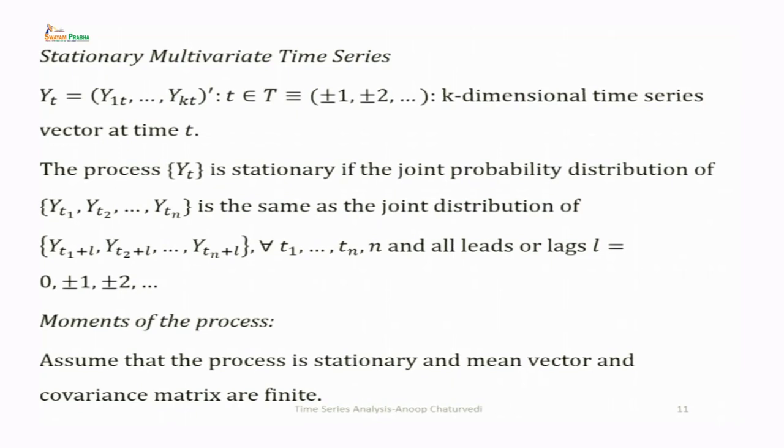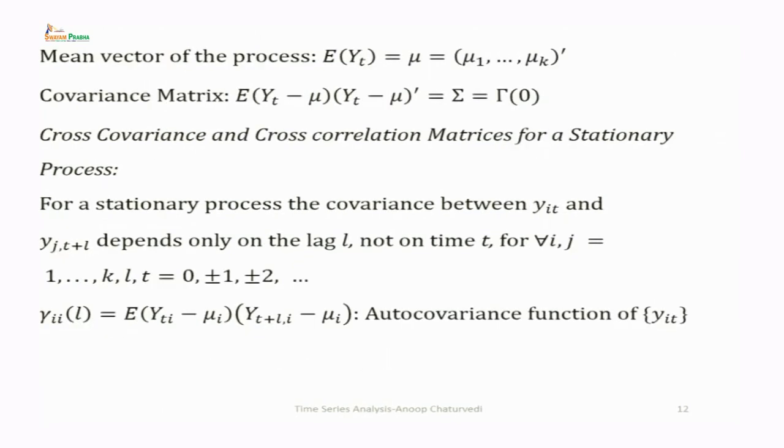So, the definition of stationarity is the same as the definition of stationarity for univariate time series processes. Now, we define different moments of the process. We assume that the process is stationary and the mean vector and covariance matrix are finite. Then the mean vector of the process, expectation of y_t, is equal to mu, and we write it as (mu_1, mu_2, and so on, mu_k) transpose. The covariance matrix is the expectation of (y_t minus mu)(y_t minus mu) transpose, which is equal to sigma.